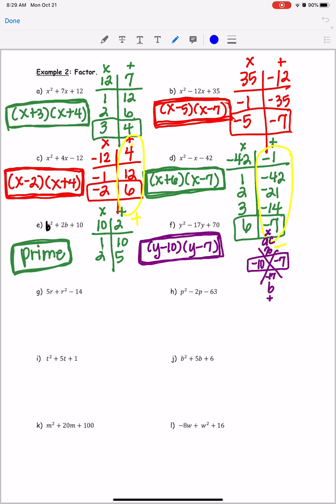Okay, but as you can see, that went a lot faster, right? Now on G here, if you notice something, my squared terms over here, if they're out of order, you do want to kind of rewrite this. You always want your squared term first. So you've got r squared here. And then this is positive, so plus 5r, and then minus 14. So you want to kind of put that in order so you know your A, B, and your C. So now that it's in order, we can go directly into our x.